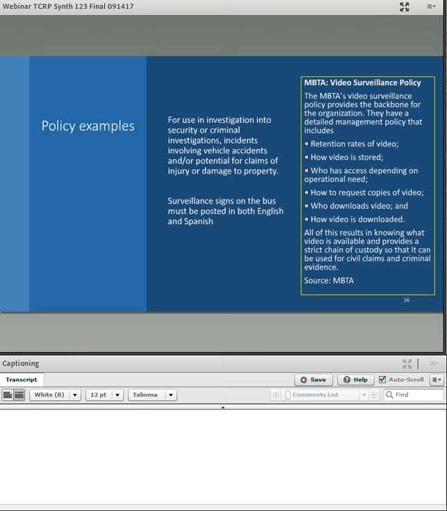So they have a detailed management policy that includes the retention rates of videos, how video is stored, who has access depending on the operational need, how to request copies of video, who downloads the video, and how the video is downloaded. And all of this results in knowing what video is available and provided a strict chain of custody, which I'll define later, so that it can be used for civil claims and criminal evidence.